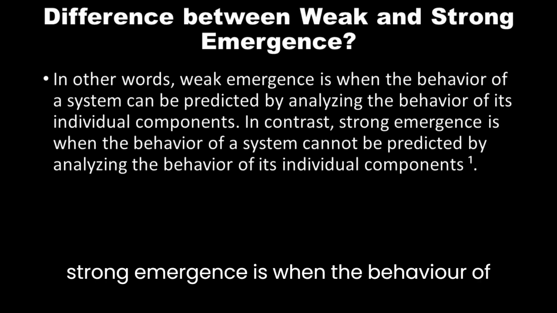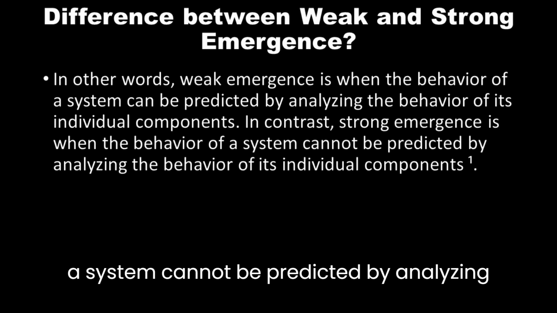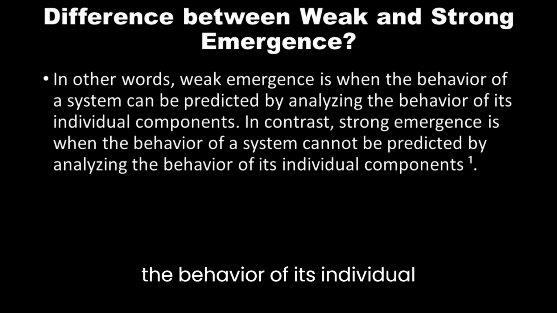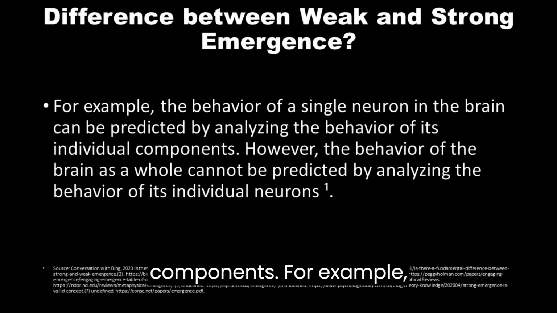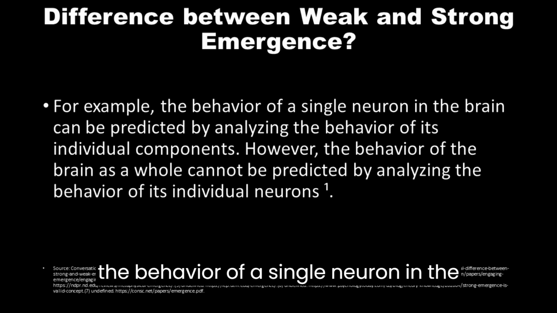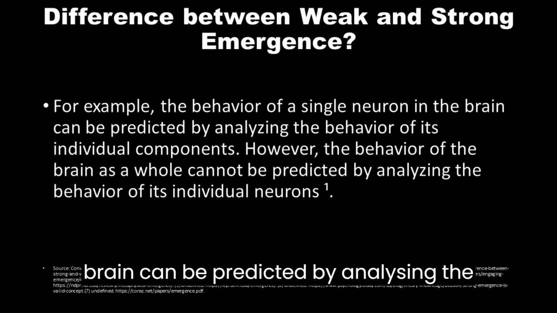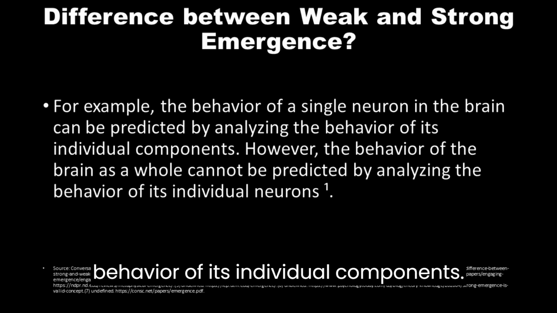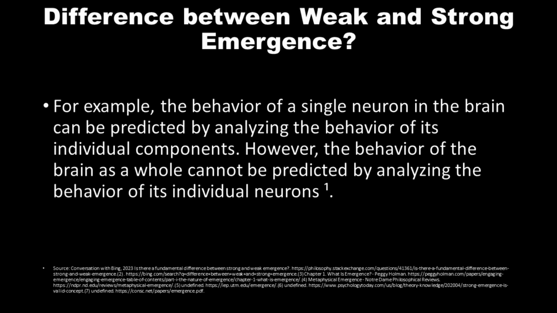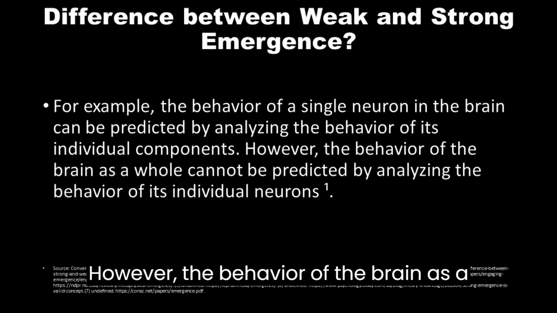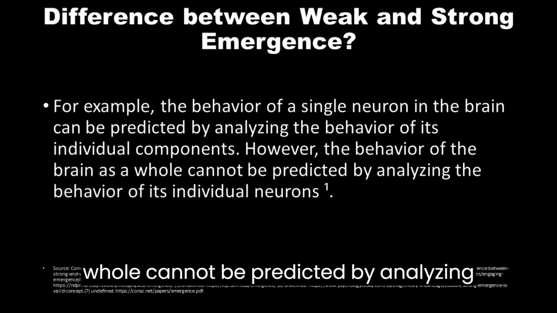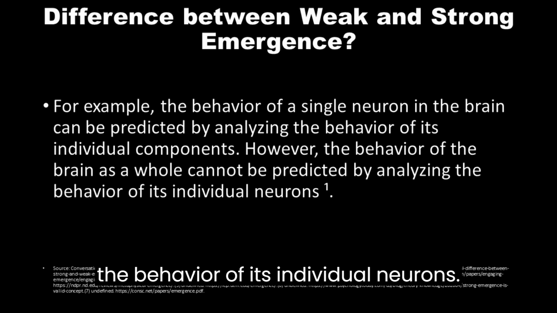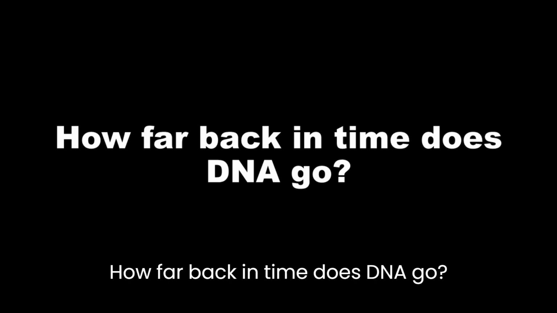In contrast, strong emergence is when the behavior of a system cannot be predicted by analyzing the behavior of its individual components. For example, the behavior of a single neuron in the brain can be predicted by analyzing the behavior of its individual components. However, the behavior of the brain as a whole cannot be predicted by analyzing the behavior of its individual neurons.